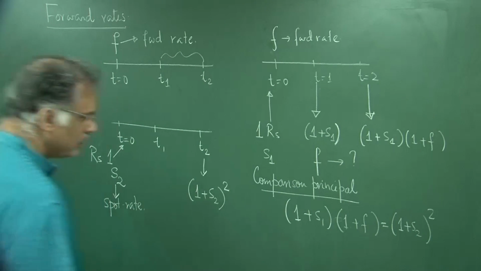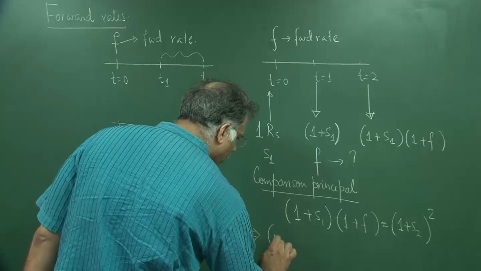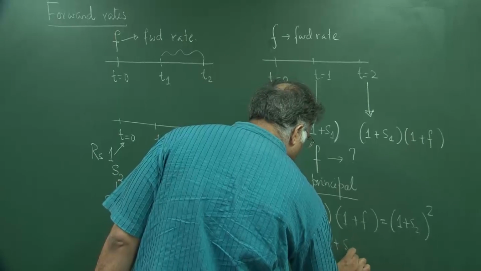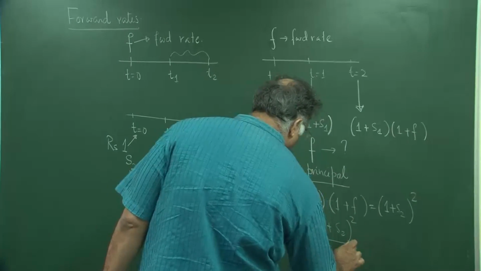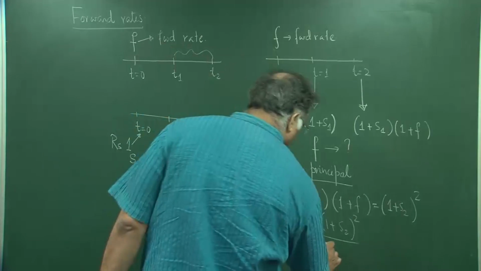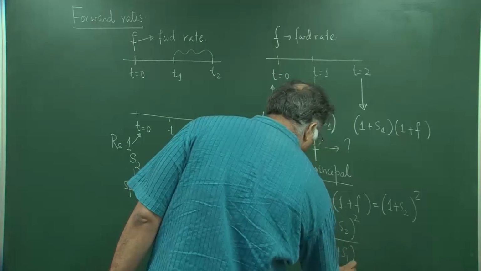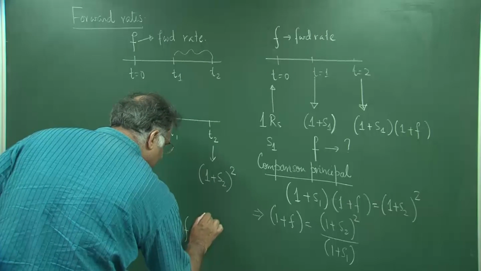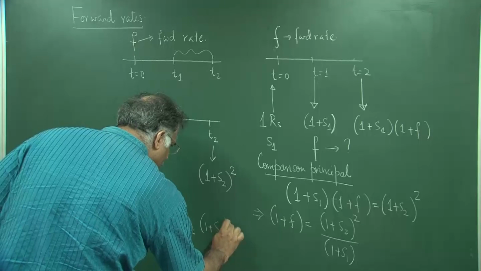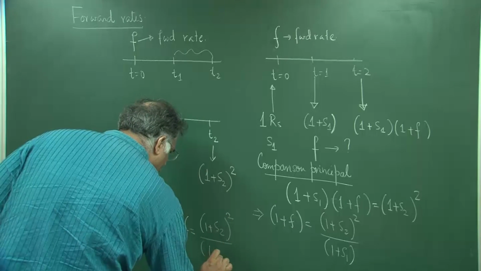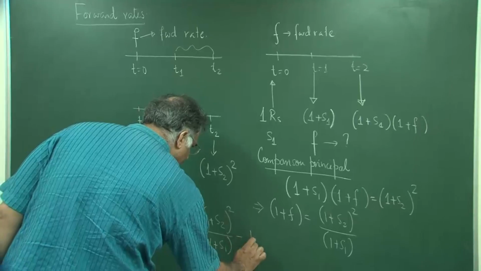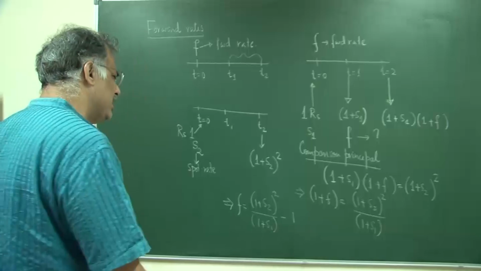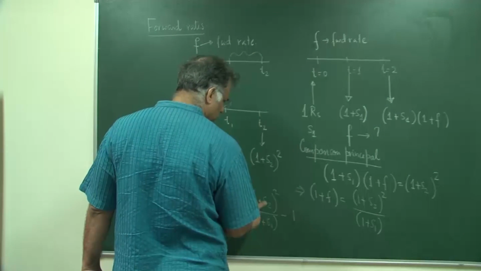So then that will tell me that 1 plus F is equal to (1 plus S2) square by (1 plus S1). So that simply tells me that F is equal to (1 plus S2) square by (1 plus S1) minus 1. So here I have computed the forward rate once I know the two spot rates.